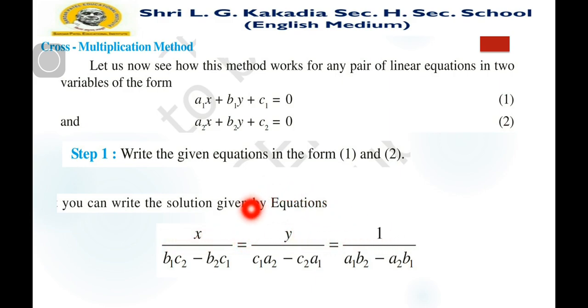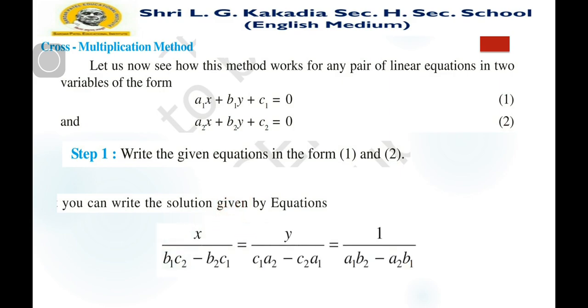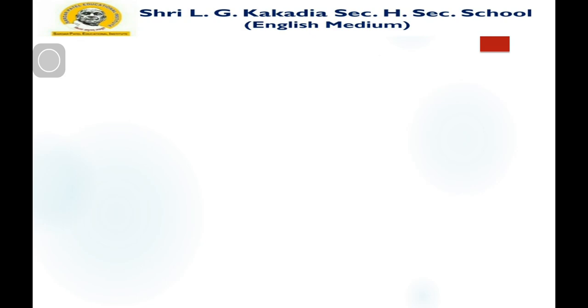We find the values of these real numbers from the given equations. So always remember this is the solution of the cross multiplication method. So how does it work, that we will see now. How this solution is derived, that we learn here.